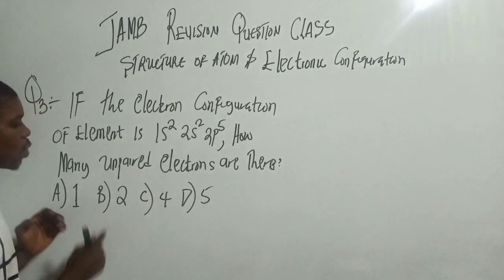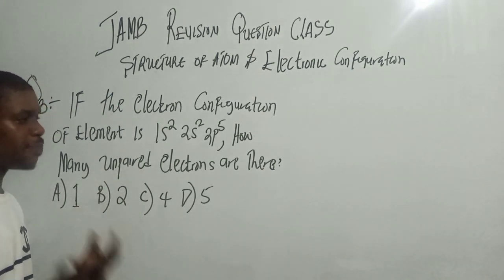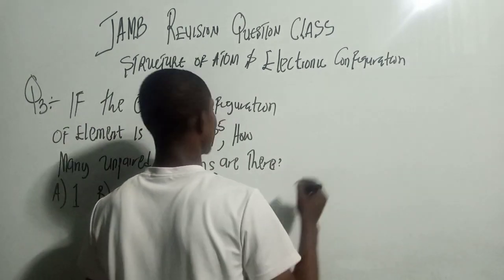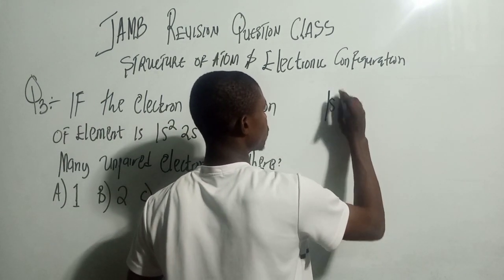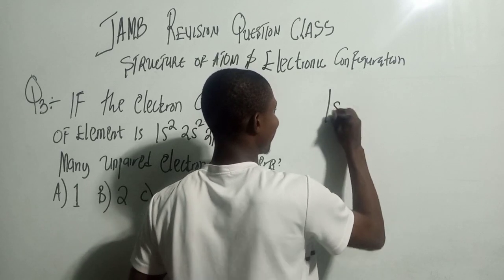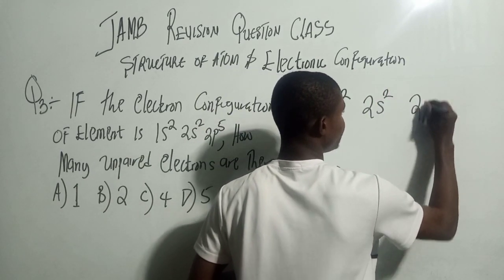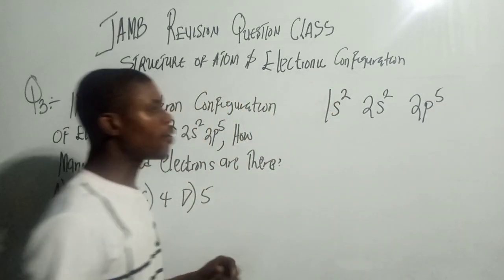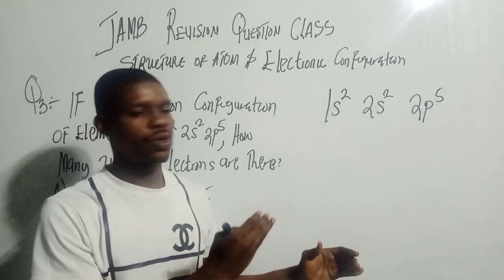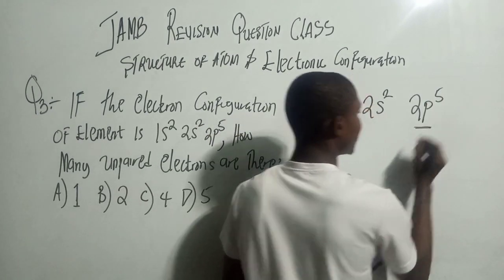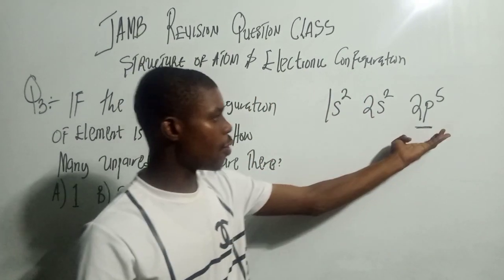So now I want to get the unpaired electrons. I'm going to write some orbitals. When I write them here, I want to have 1s2, 2s2, 2p5. Now I'm going to focus on the last one. We got 2p5. So I want to focus on p.